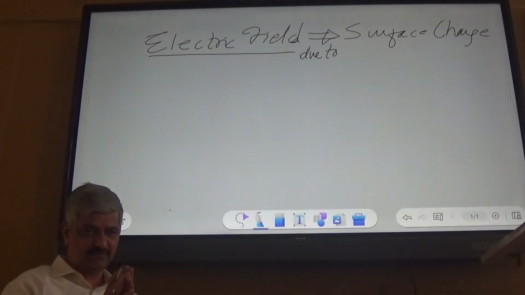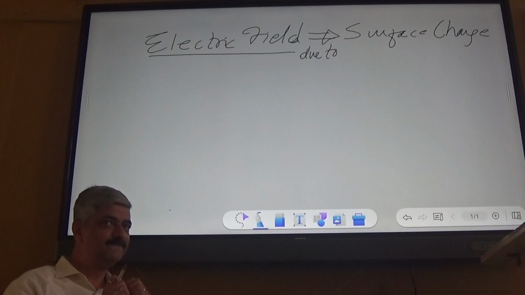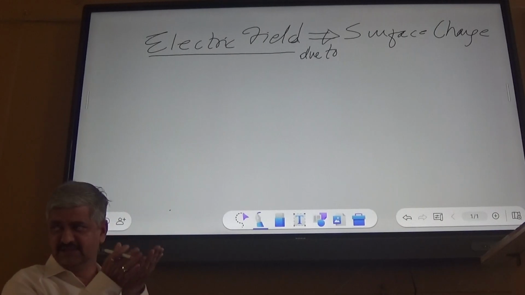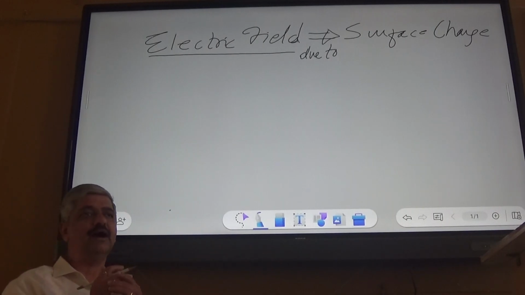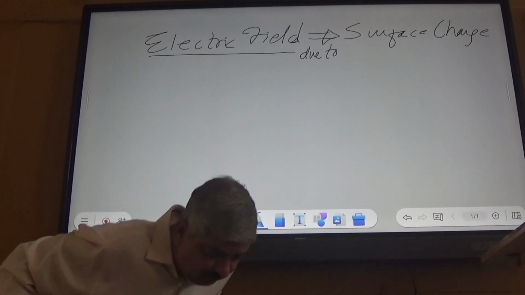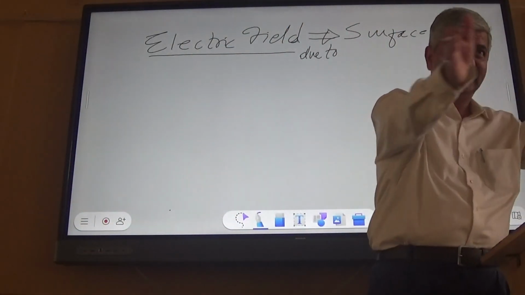So as stated, number one, point charge can't exist. Still we work with Coulomb's law. Then we move to uniformly distributed line charge. Now we move to uniformly distributed surface charge. Means what? Suppose instead of a beam loading, there is a plate.